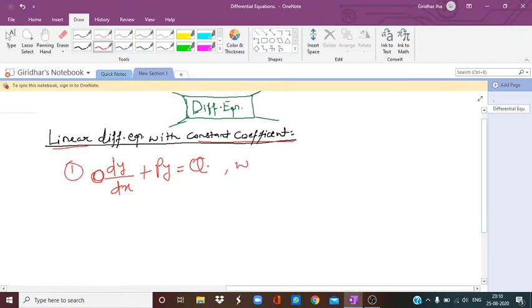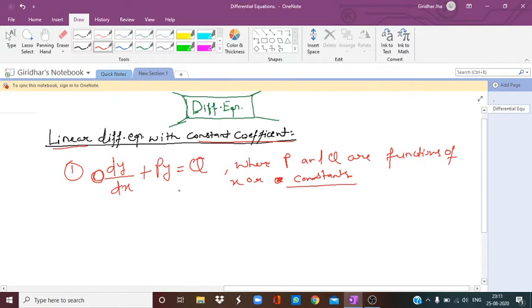We have various forms in linear differential equation. We have to discuss only two forms in our syllabus, where p and q are functions of x or constants, right? This means the differential equation is in the form dy by dx plus py equals q, where p and q are functions of x or constants.